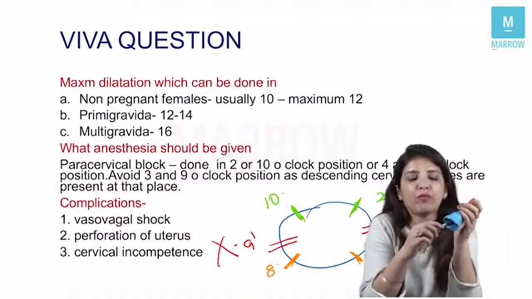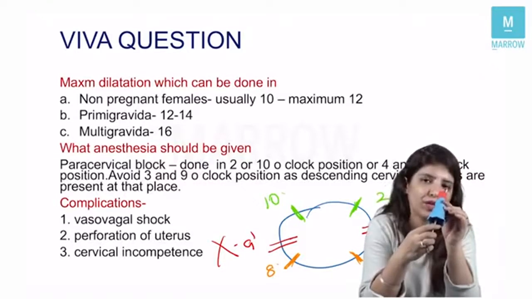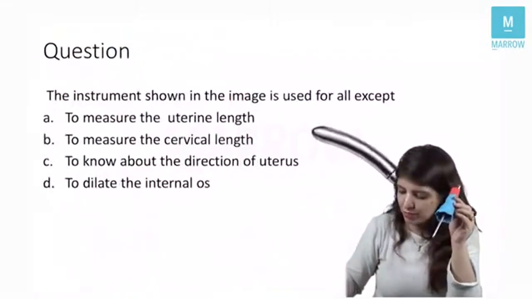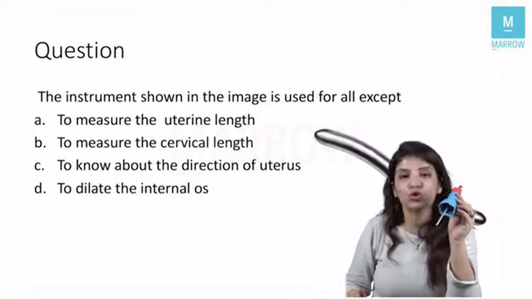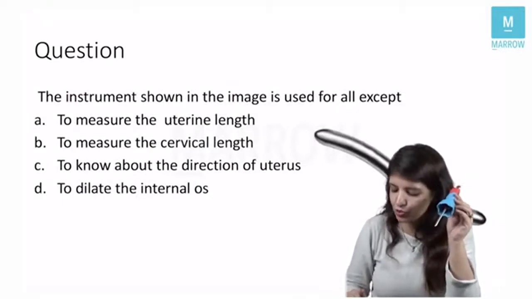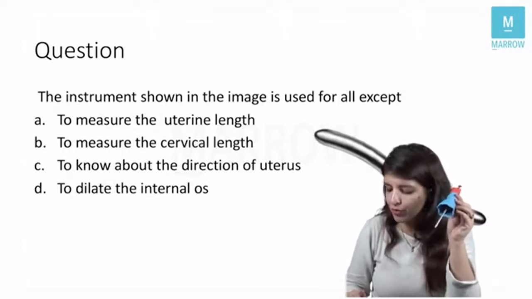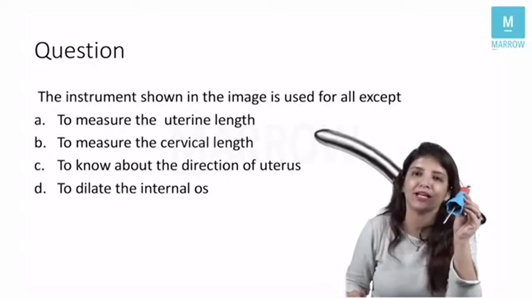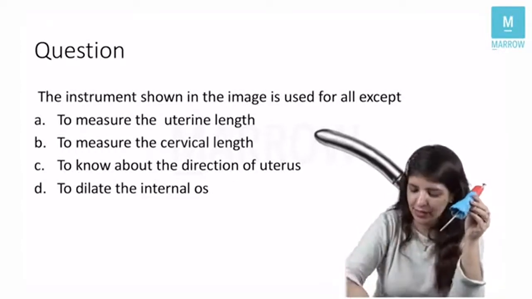Now, one more purpose why I wanted to show you the dilator like this is, suppose if I ask you a question, an MCQ, answer this MCQ for me. The instrument shown in the image is used for all except: option A, to measure the uterine length; option B, to measure the cervical length; option C, to know about the direction of the uterus; option D, to dilate the internal os. So what are you dilating? You are dilating the internal os.